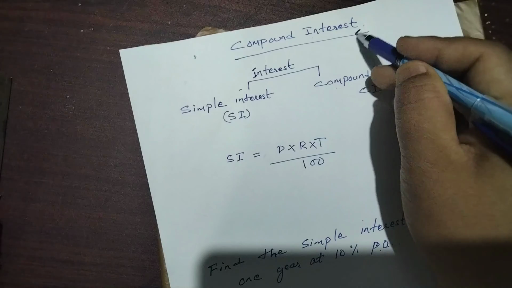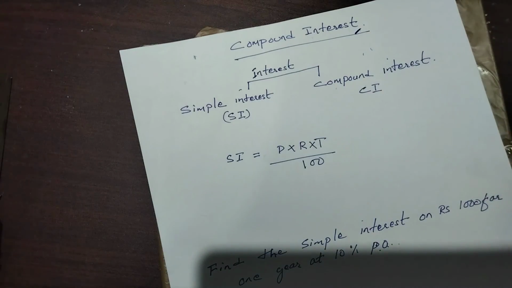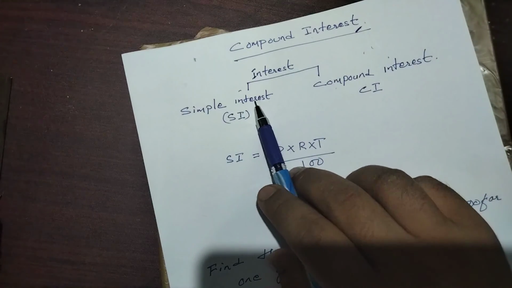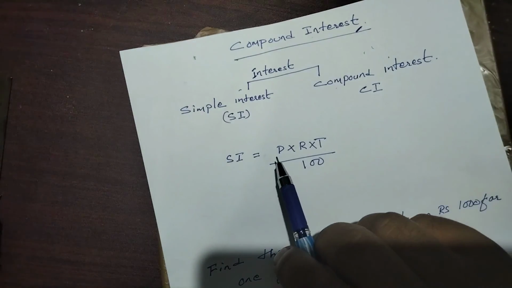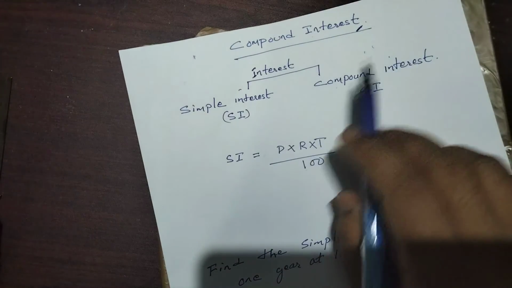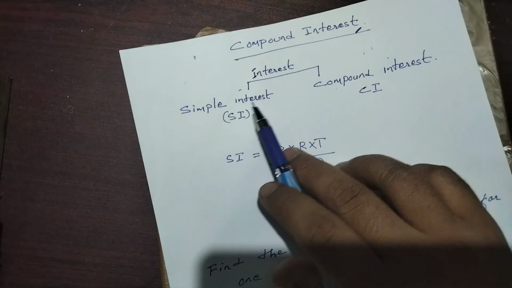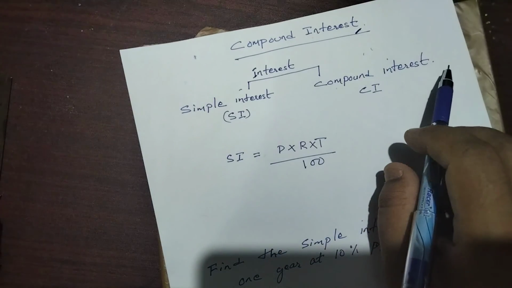So whether you borrow money from a bank or from anyone else, you have to pay back the principal amount, and along with that you need to pay interest. So interest can be of two types. One is simple interest and one is compound interest. When you borrow money from a bank, they can charge interest either through the simple method or through the compound method.